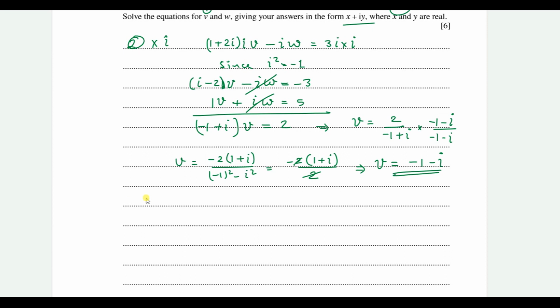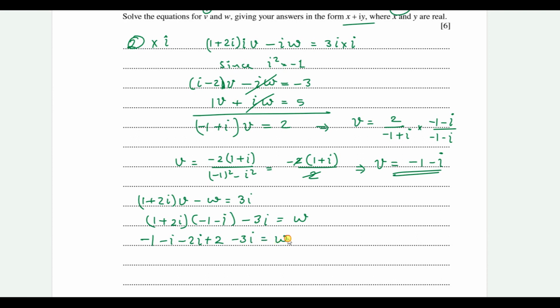Since from the second equation we can see it is 1 plus 2 iota V minus W is equal to 3 iota. So from here we put the value of V and we get 1 plus 2 iota into minus 1 minus iota, and I'll transfer this thing here. It is minus 3 iota is equal to W, or we will simplify, it is minus 1 minus iota minus 2 iota, and minus minus it is minus iota square, that is plus 1, and 2 minus 3 iota is equal to W.